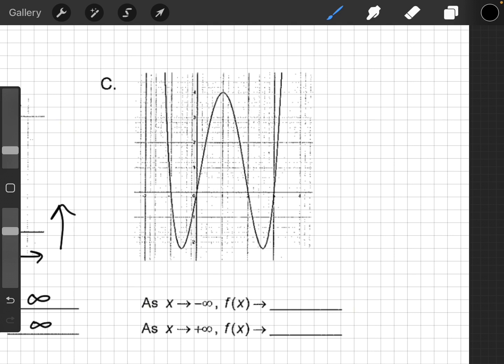As x moves towards negative infinity, this way, f of x moves where? So we see that it starts here at this point, then it heads down, but they're asking for the end behavior, and then it heads back up towards positive infinity. And as it moves to the right, once again the graph heads down, but it goes right back up. So this also moves towards positive infinity.